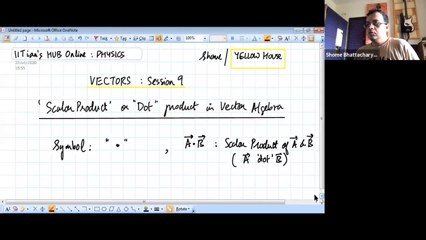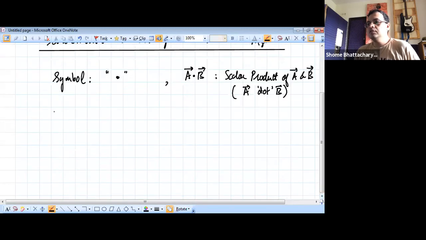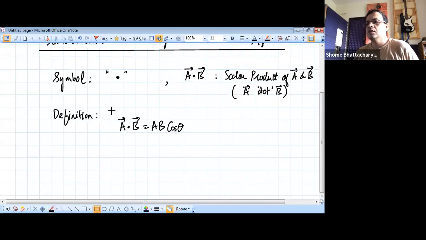So, the definition of this operation. Yes, good afternoon, Prince. The definition of this operation is given by a simple mathematical relation: A dot B equals the magnitude of A multiplied by the magnitude of B multiplied by cos of the angle between them, theta. So this is the definition. Yeah, Prince, we just started.